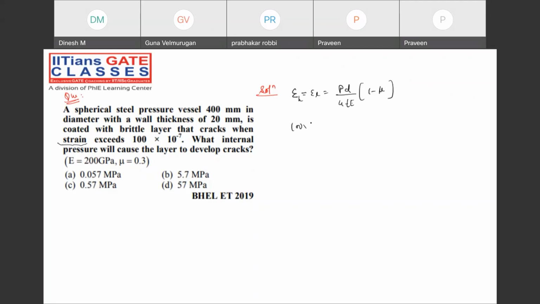That has been given as 100 into 10 power minus 7. Pressure value we need to calculate. Wall diameter is 400 mm. Thickness is 20 mm. E is 200 gigapascal, convert it into megapascal, something like this. 1 minus 0.3. Straightforward. If you just calculate, you will be getting the answer as 0.57. All of you, please check it out.